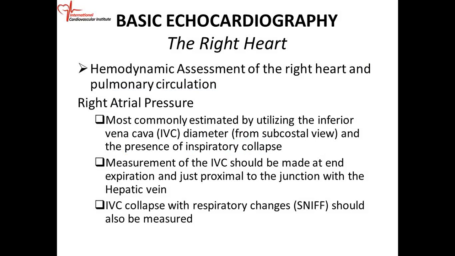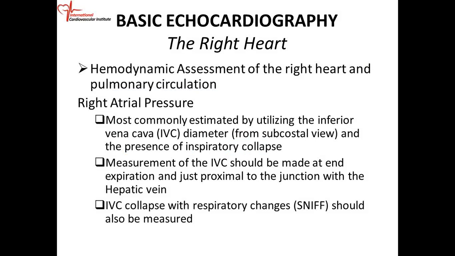A very abnormal right atrial pressure: when you look at the IVC and measure it, it will be 2.1 centimeter or greater, and you're going to get less than 50% inspiratory collapse. So the IVC is going to collapse less than 50% in inspiration. When those conditions are met, the right atrial pressure is 15 millimeters mercury or greater.